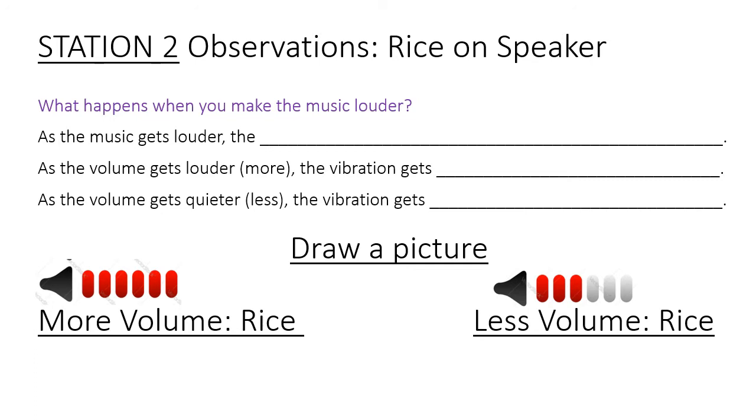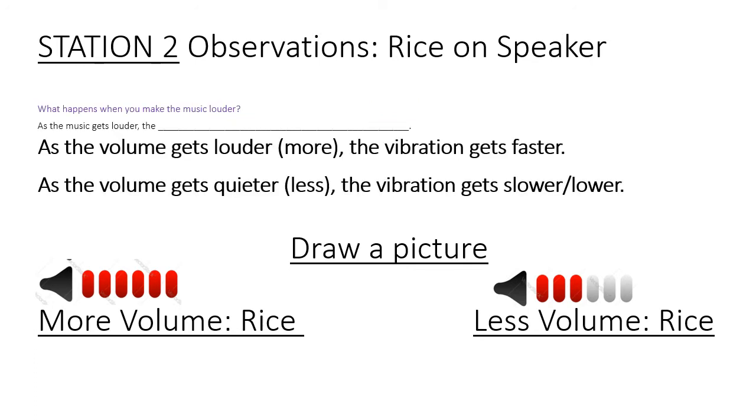So what did they notice and what did we learn from this station? We learned that as the volume gets louder from the speaker, we played music on the speaker, the vibration gets faster. So we noticed that the rice was shaking a lot faster when we played the music louder. And when the volume was quieter, when we played the music softer, the vibration of the rice got slower. So the rice was not shaking as much when we lowered the volume. As the volume gets quieter, the vibration gets slower or lower.